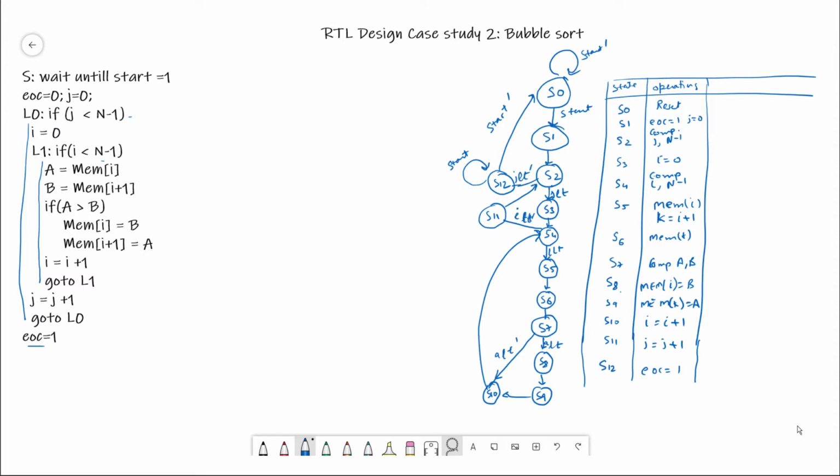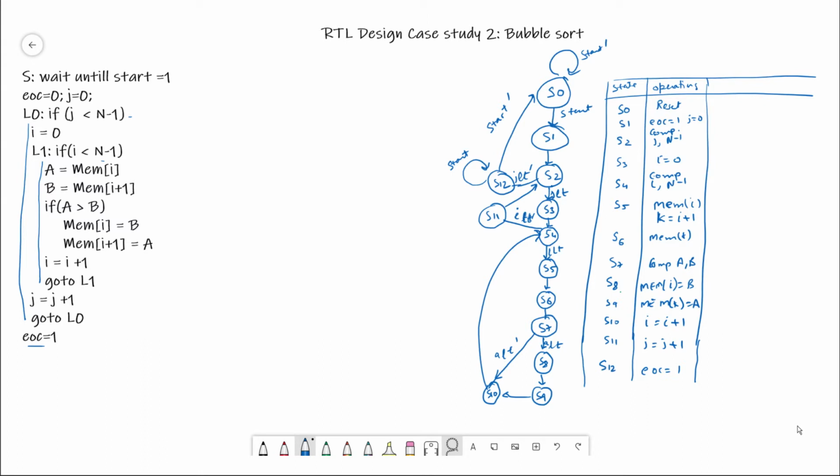Okay, so if A less than is not true, then from S7 directly it can go to S10. From S8 also, if I less than ILT is not true, so that means ILT dash is true, then it will go to S11, where we are going to do j equal to j plus 1, and then we will sequentially go back to S2 state. And so this way our state machine is complete.